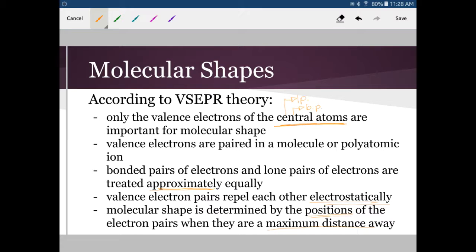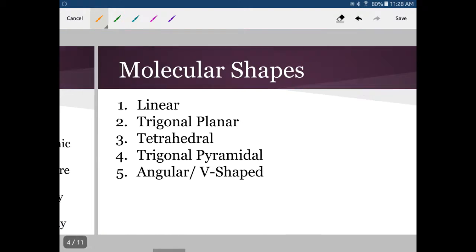So just like if you have two positive ends of a magnet or two north ends of a magnet, if you bring them together, there's a maximum distance that they will like to repel each other, and when you have more magnets, if you were to add another north end of a magnet, then you may have greater repulsion. So we want all of our electron pairs to be the maximum distance away from each other.